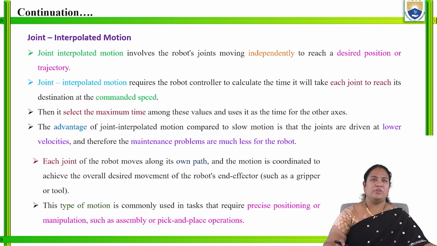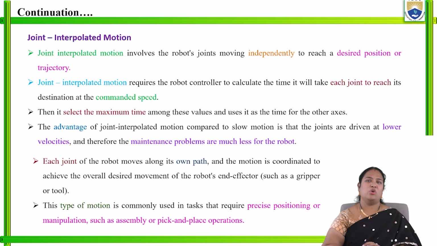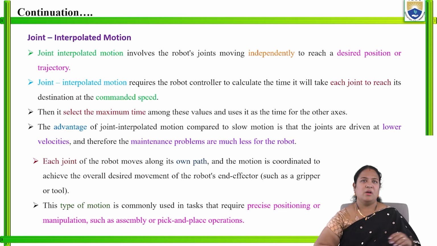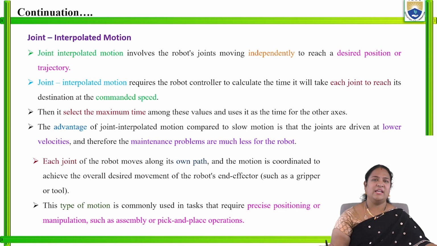Next, moving on to the joint interpolation motion. What do we mean by the joint interpolation motion? What is actually meant by that? By the word itself, we can tell that this particular type of motion takes place with the help of each joint reaching its commanded speed, right?